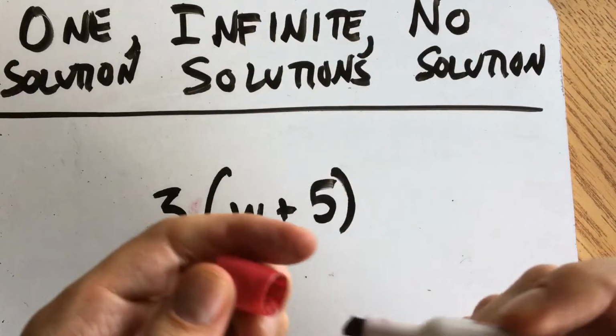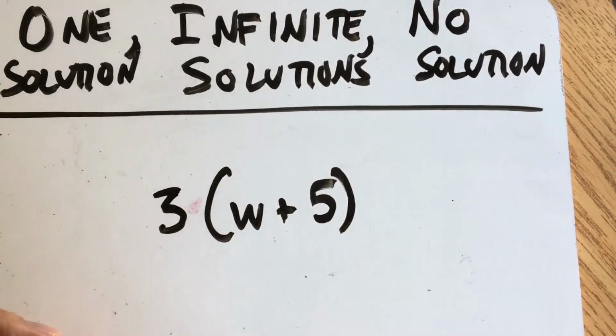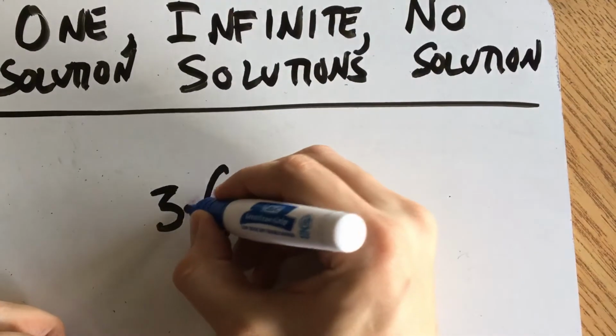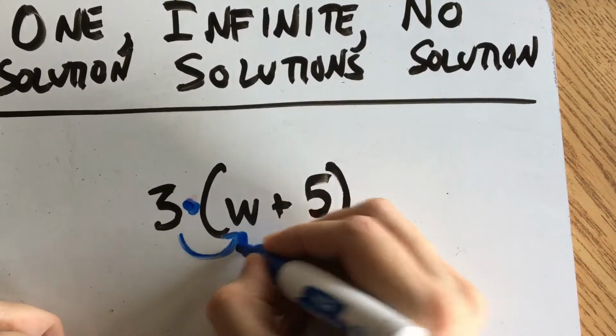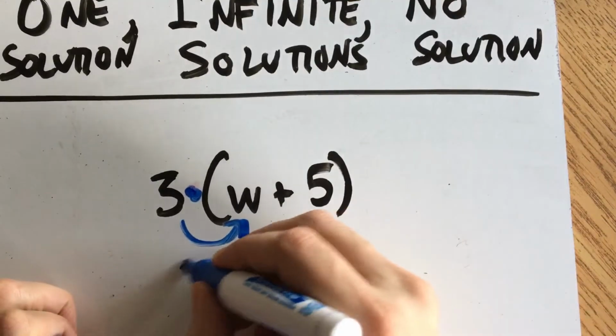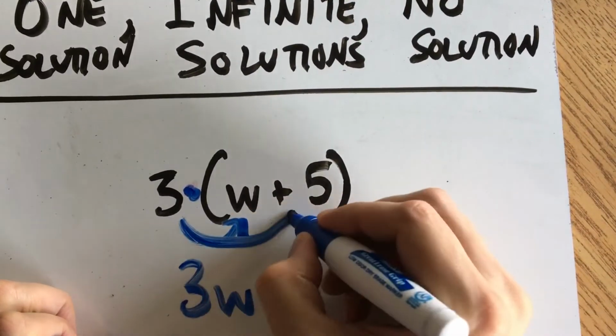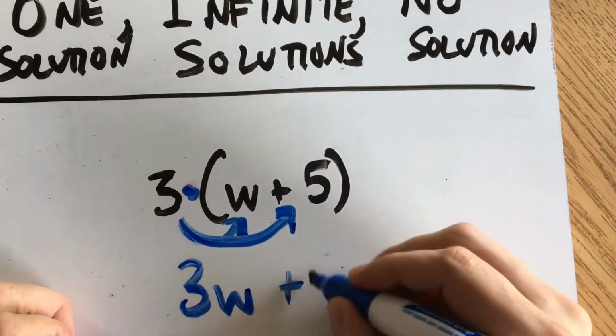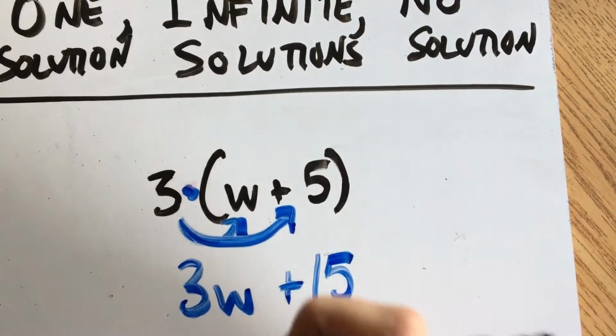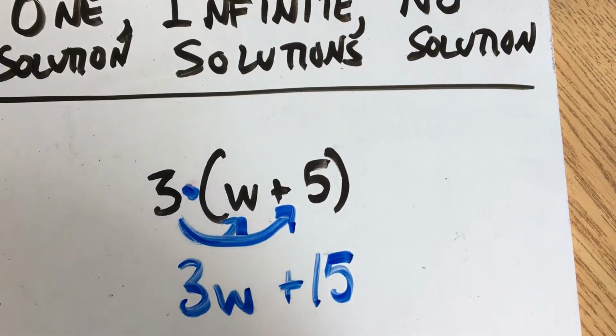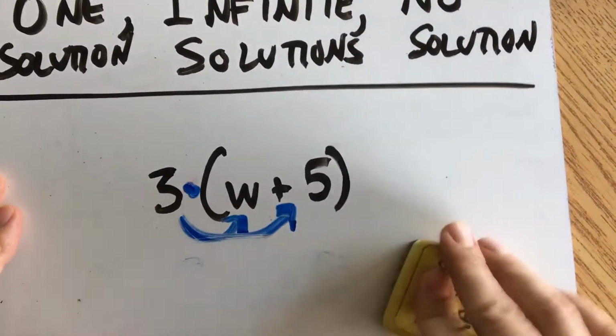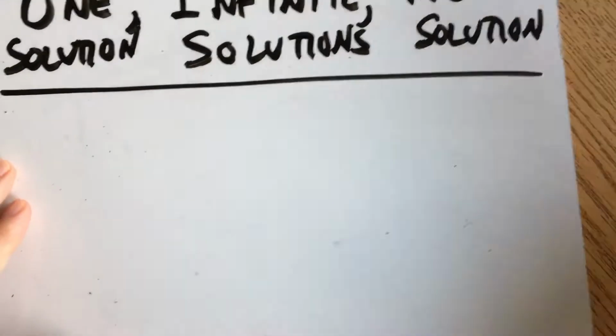That marker is not cooperating. Show you that these are being multiplied, and so then you would do 3 times W. In fact, they may have even drawn those arrows. 3W, and then 3 times 5, which is 15. Hopefully you have seen that concept before, because today's equations are going to involve that type of situation.